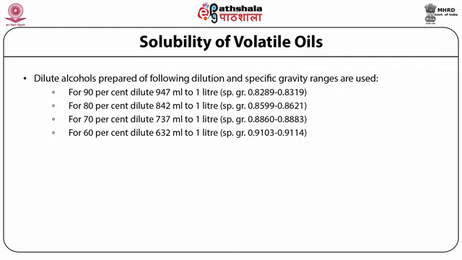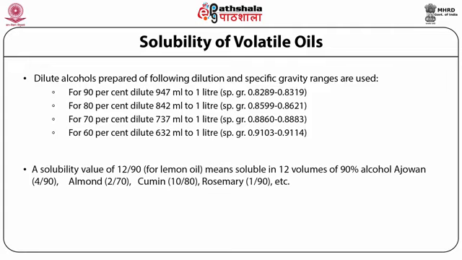For 70% dilute, 737 ml are diluted to 1 liter, while for 60% dilute, 632 ml of 95% alcohol is diluted to 1 liter. Their specific gravities are mentioned alongside them. A solubility value is mentioned in the form of a ratio. For example, a 12 by 19 for lemon oil means soluble in 12 volumes of 90% alcohol.